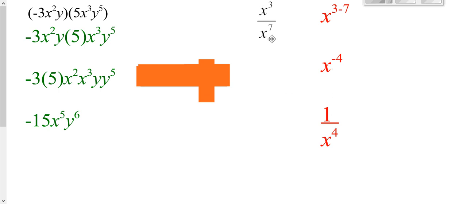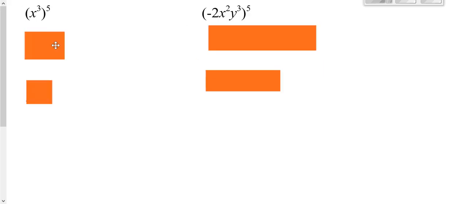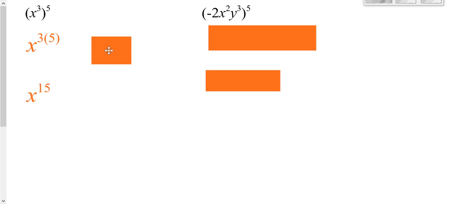But informally, you can ask yourself, well, which one has more x's, top or bottom? That also works. So here we have an exponent raised to an exponent, so it really means an x cubed times an x cubed times an x cubed times an x cubed times an x cubed, because it's to the 5th power. So you'd have to add all those, so you'd have 3 added together 5 times, which, since multiplication is just repeated addition, means you just multiply your exponents and you get 3 to the 15th.